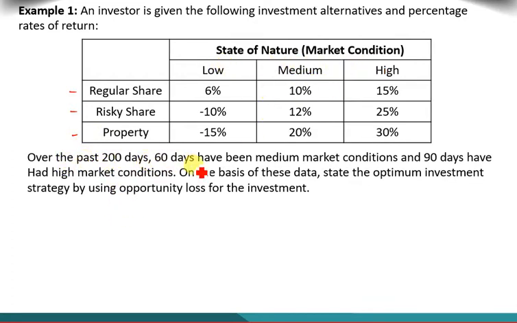Over the past 200 days, 60 days have been medium market condition, 90 days have had high market condition. So we use these two lines to calculate the probability like before. Now see the question. On the basis of these data, state the optimum investment strategy by using opportunity loss. So here you don't have to work with the same table, but instead you have to work with the opportunity loss table. So we will first calculate the probabilities because that's the basic thing.